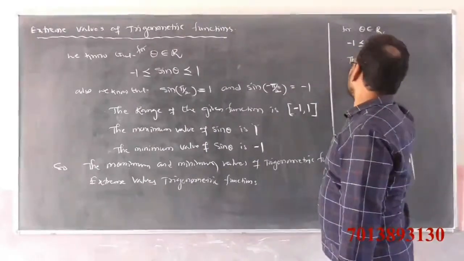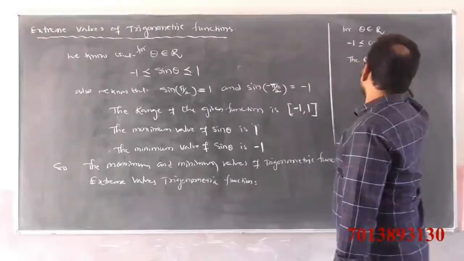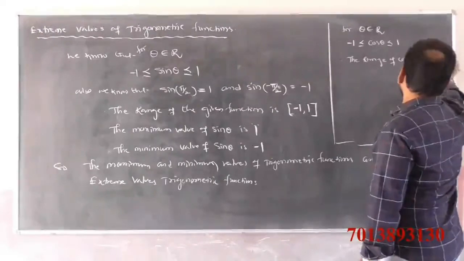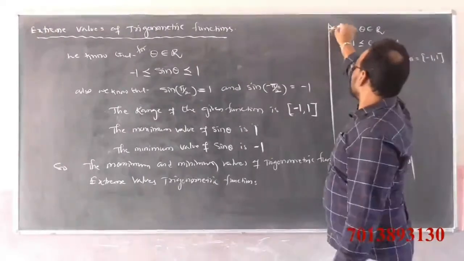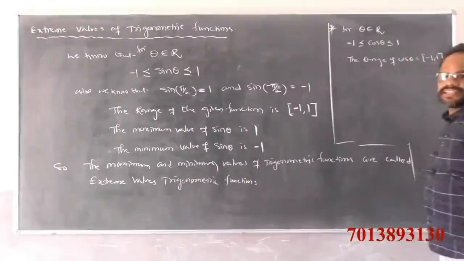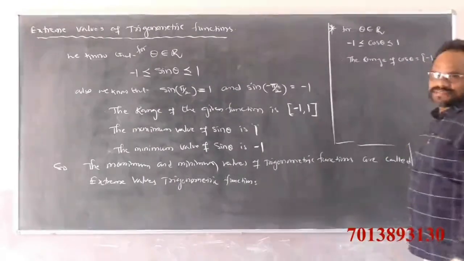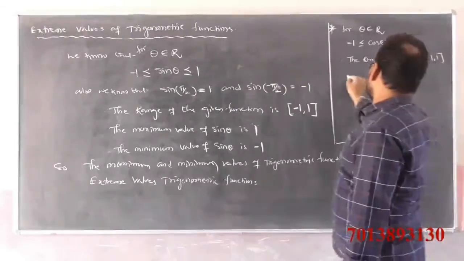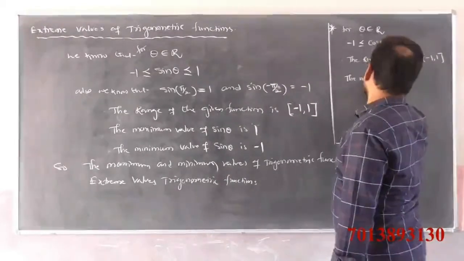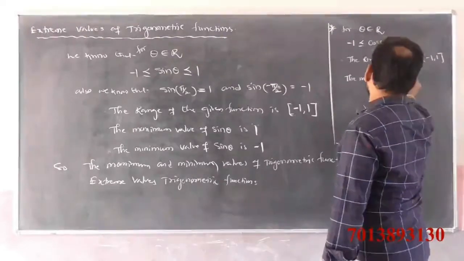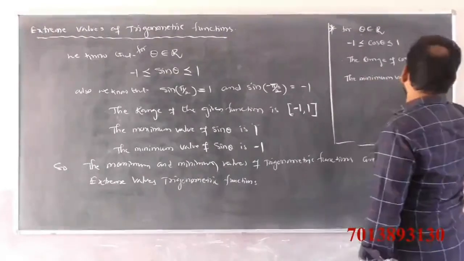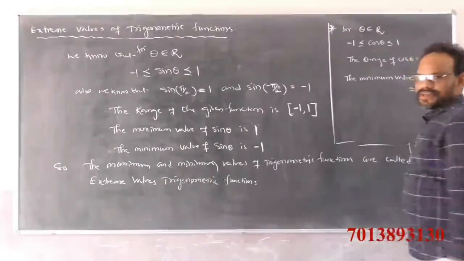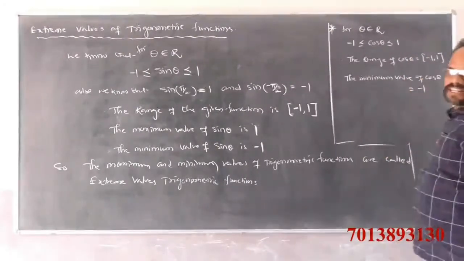Therefore, the range of cos theta is equal to the closed interval minus 1 comma plus 1. Here, the minimum value of cos theta is equal to how much? The minimum value of cos theta is equal to minus 1.